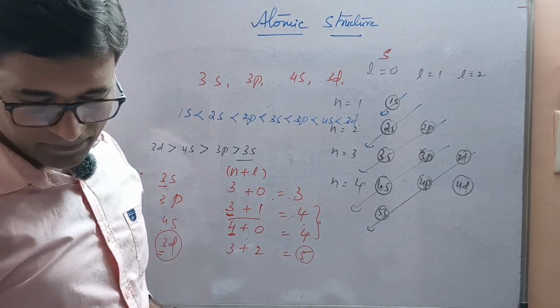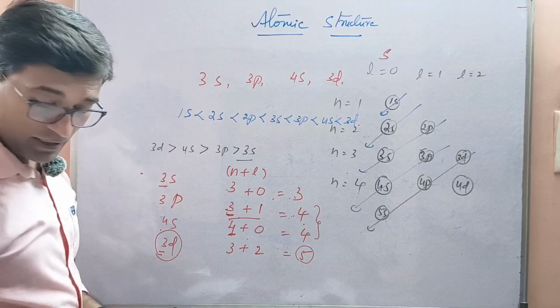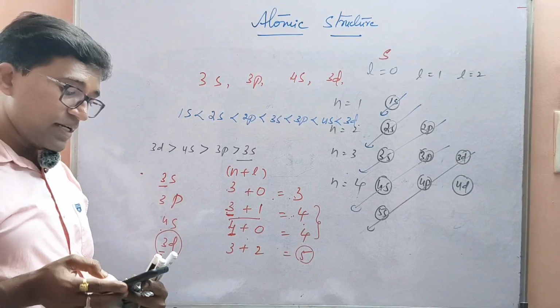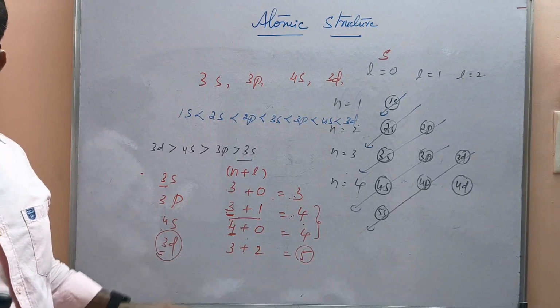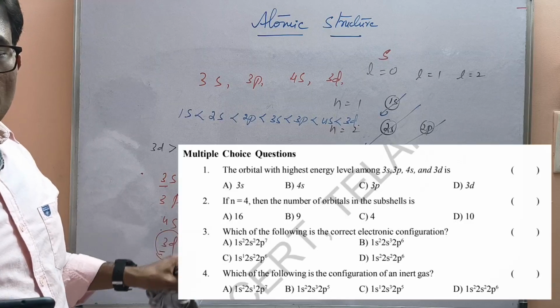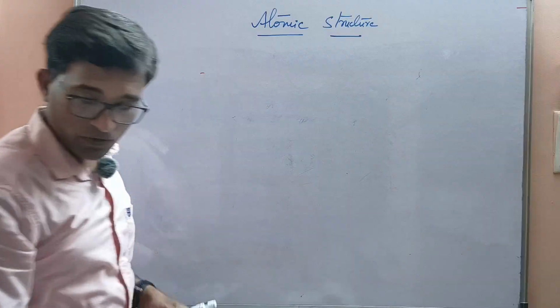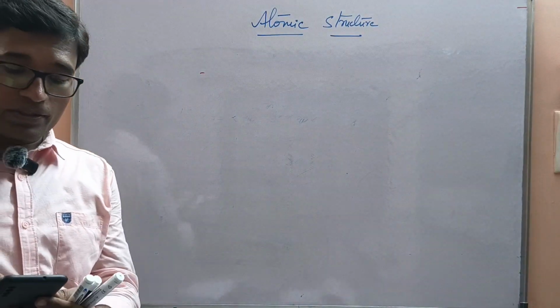Come on, next. The first question answer in multiple choice: the orbital with the highest energy level among 3s, 3p, 4s, 3d, the answer is D, that is the 3d orbital. Now the second multiple choice.